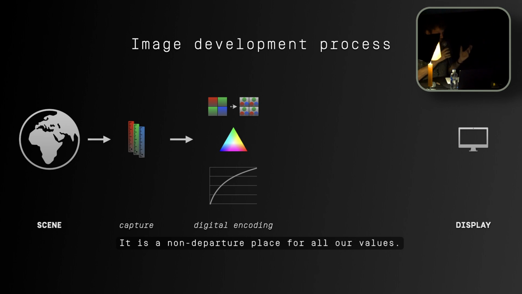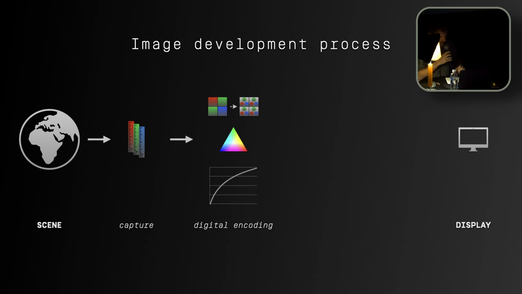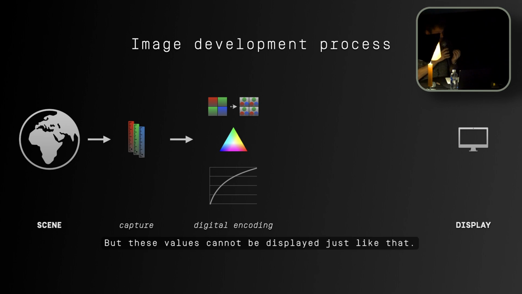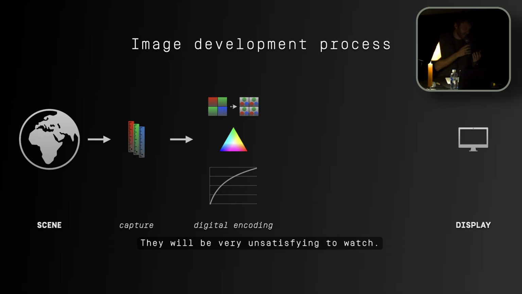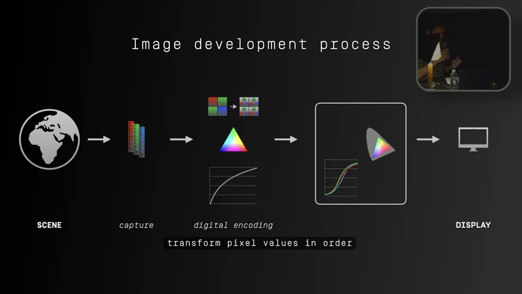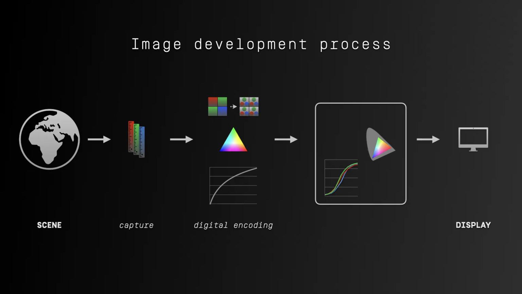So let us summarize this first step as the digital encoding. It is a departure place for all our values. But these values cannot be displayed just like that. They will be very unsatisfying to watch. We need a new step designed to transform pixel values in order to be properly displayed, and I will call this step the development step. It will give us the ability to display the image in a visually satisfying representation. And development is our main subject today, so let's dig into it.